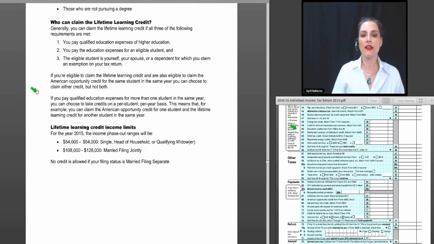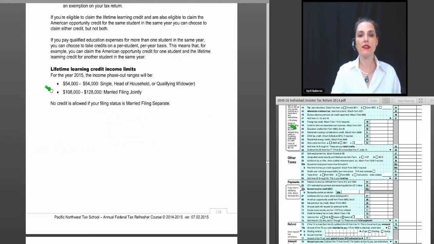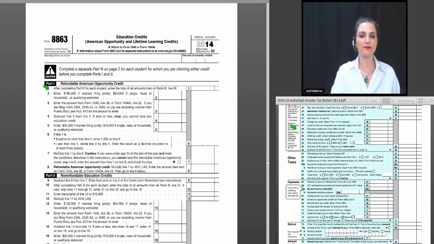You can pay qualified education expenses for more than one student in the same year and then choose to take the credit on a per student per year basis. This means, for example, that you can claim the American Opportunity Credit for one student and then use the Lifetime Learning Credit for another student in the same year. The Lifetime Learning Credit does have phase-outs, $54,000 to $64,000 for single, head of household, or qualifying widow, and $108,000 to $128,000 for married filing joint, but no credit is allowed if your filing status is married filing separate.